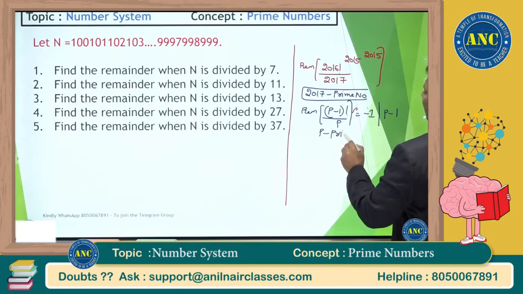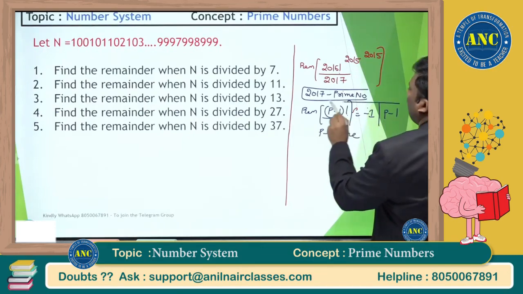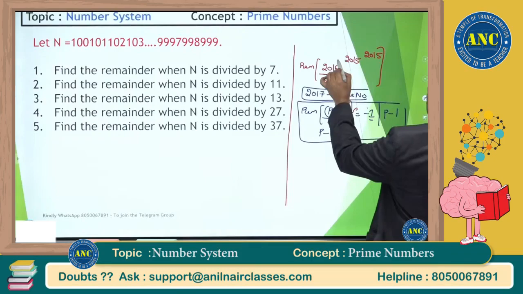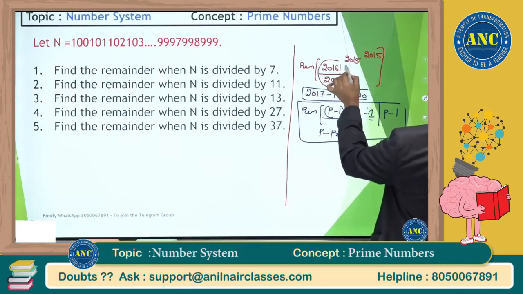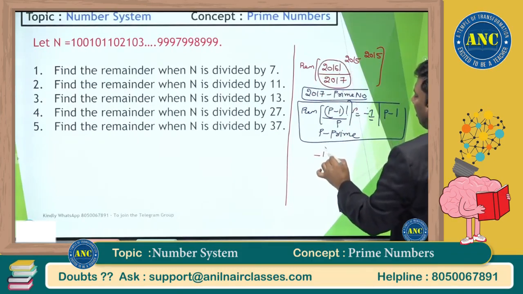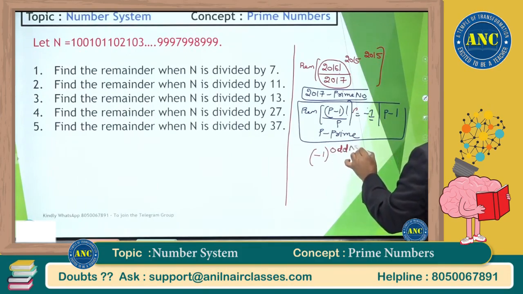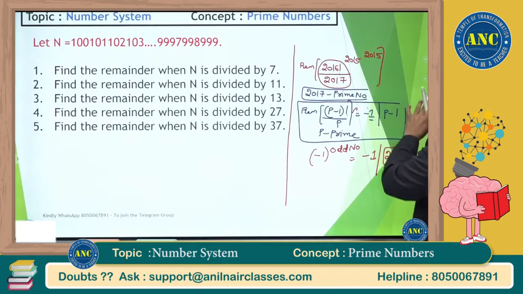(P minus 1) factorial divided by p, the remainder is minus 1 or p minus 1. If I take minus 1, single step answer: (p minus 1) factorial divided by p, it is minus 1. 2015 is an odd number. Odd number power any number, odd number. Negative remainder minus 1. Positive remainder, add it with the denominator. If I add with the denominator, it is 2016.